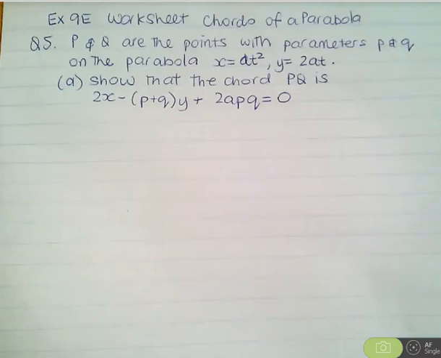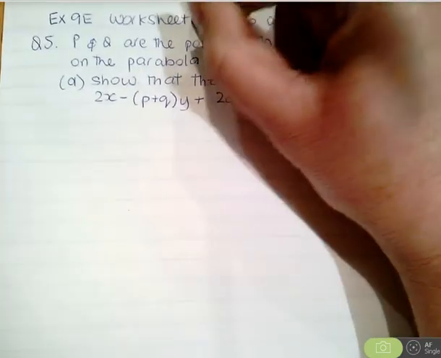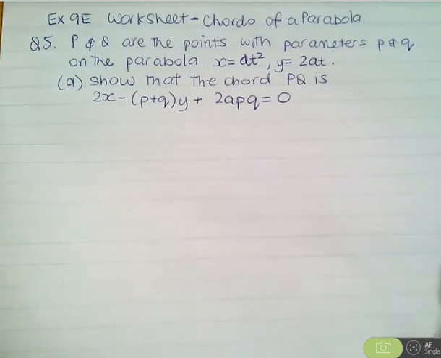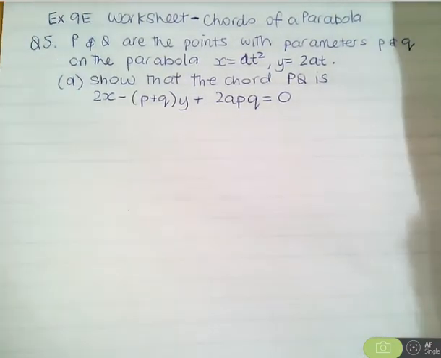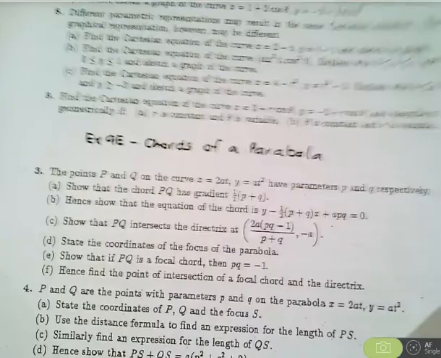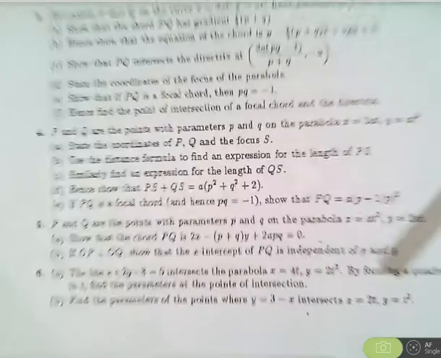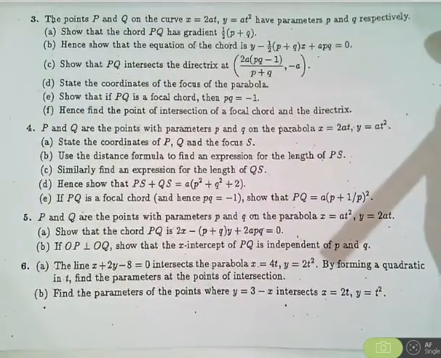This is worksheet 9E, exercise 9E from the worksheet, chords of a parabola. If you're not sure which worksheet it is, it's actually this worksheet, which you were given out in class, I think on Monday. Okay, it's on parametric equations. We're going to look at question 5 and 6 now.